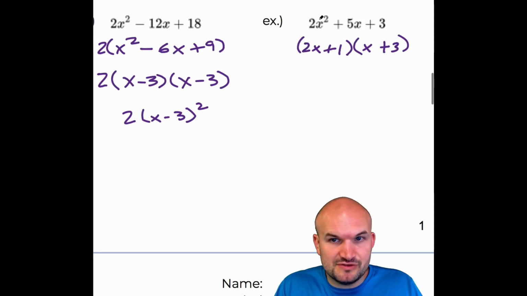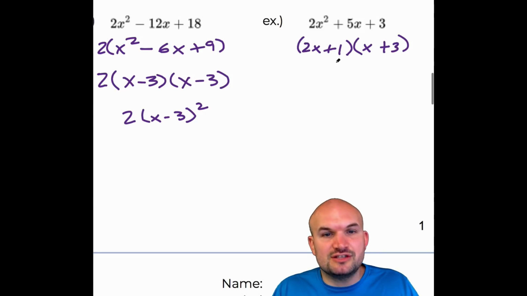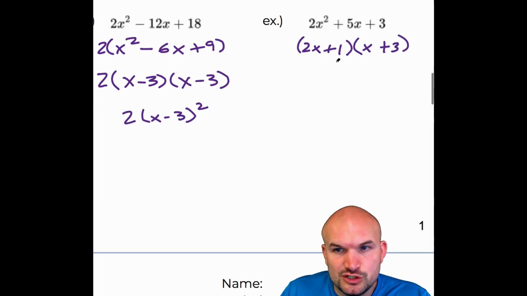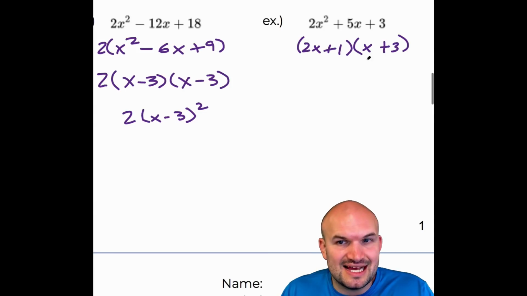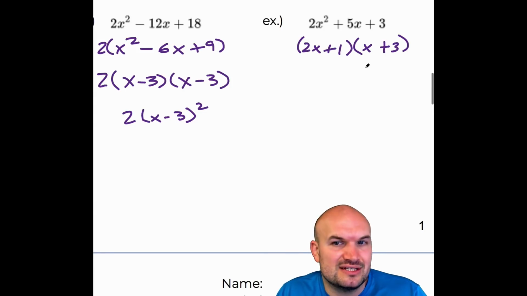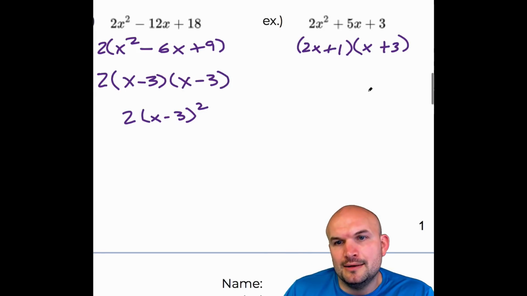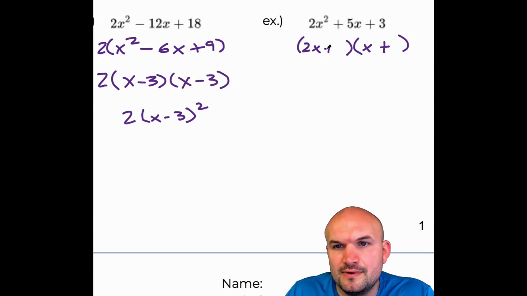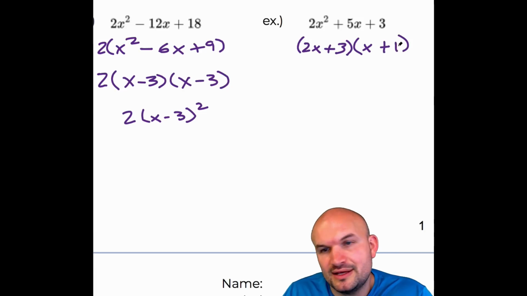2x times x gives you 2x squared. 1 times 3 gives you 3. But it fails when we find our middle terms, because 1 times x is x, and 2x times 3 gives us 6x. So that adds up to give us 7x. So that's not going to work. However, if I swap those numbers around, and I make this a 3 and this a 1, now I think it works out.